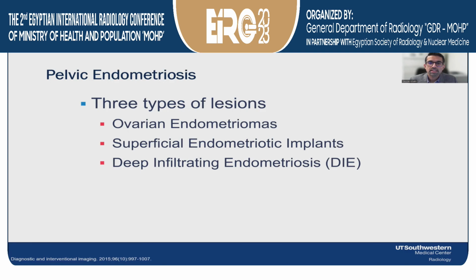There are three main types of lesions of endometriosis: ovarian endometriomas, superficial endometriotic implants, as well as deep infiltrating endometriosis. The superficial endometriotic implants are not visible on imaging, so we'll be focusing on ovarian endometriomas and deep infiltrating endometriosis.